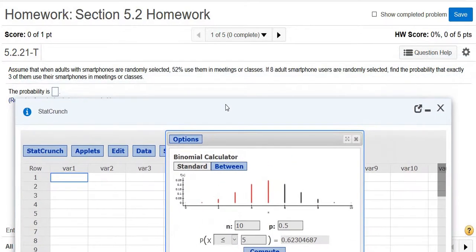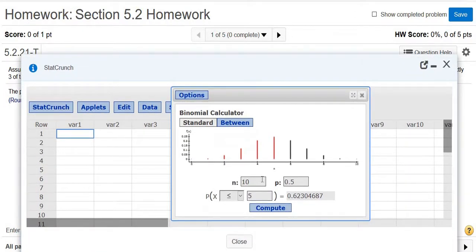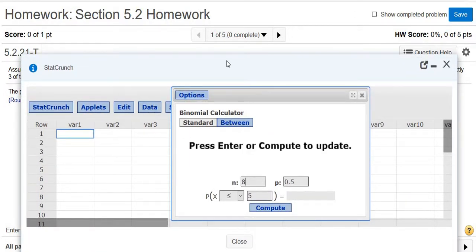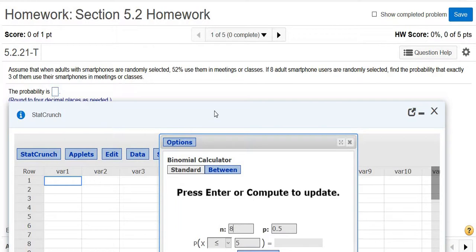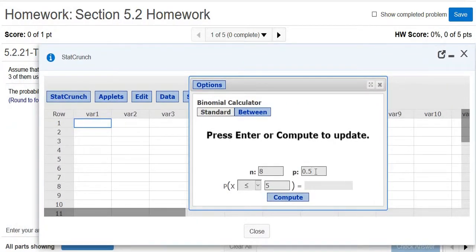And now we have to enter the information. So n is the bigger number always, n is 8. P is the probability of success. In this problem, success is using the smartphone in a meeting or a class. So 52%, so 0.52. And then here is the probability, P. X is the number of people who use smartphones.